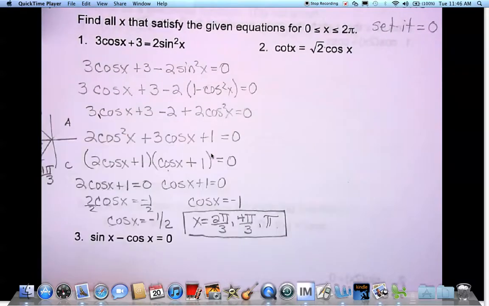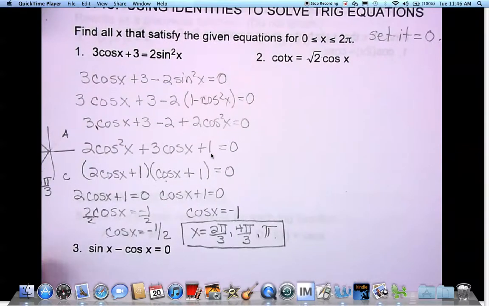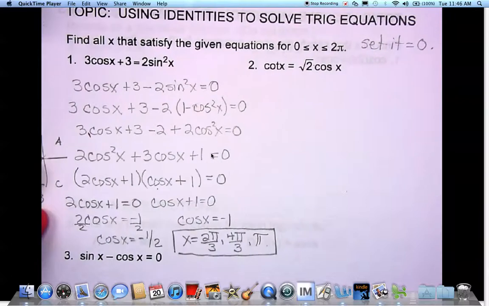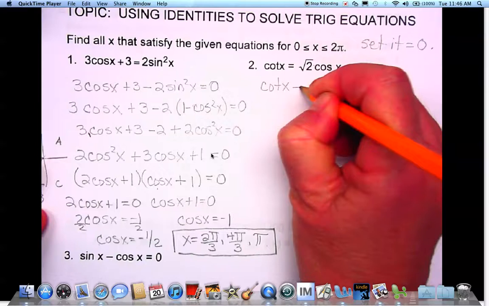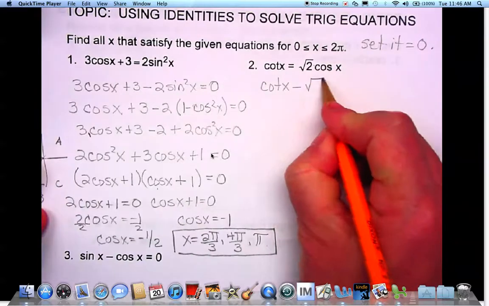Okay, how about this one? Subtract cotangent. I'm going to subtract the one on the right, okay?